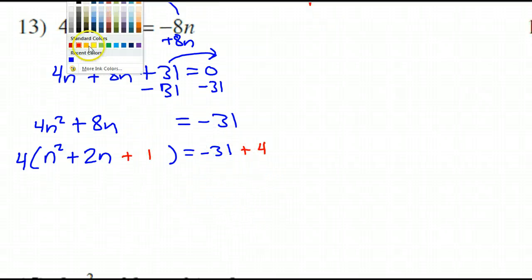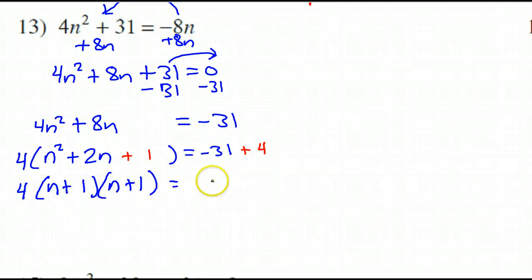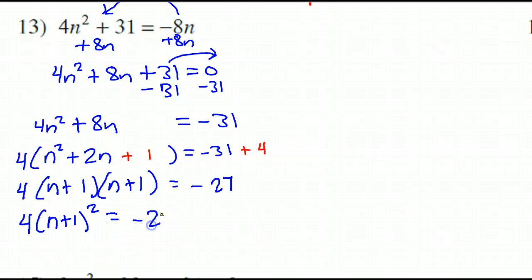Okay, so this is going to give me 4 times n plus 1 twice. All right, so that's negative 27. And then, so that's 4 times n plus 1 squared is equal to negative 27. So if I divide both sides by 4, to get rid of that 4, okay, and this is where I got to bring it up.